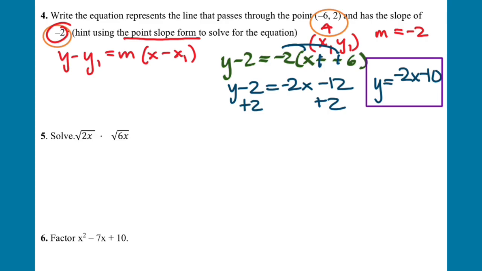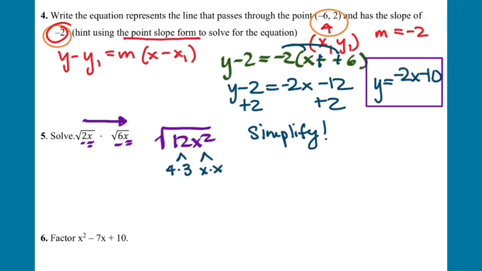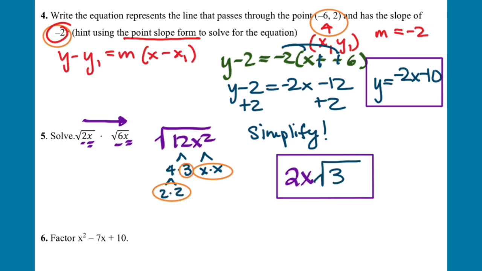On number 5, we see that we have 2 radicals that are being multiplied. So the fraction rule applies here, where you multiply the bases, right? So 2 times 6 is 12, and x times x is x squared. Now we simplify to see if we have any perfect squares in here. 12 is 4 times 3, or 2 times 2 times 3, and x squared is x times x, revealing that we have 2 perfect squares in here, the 2 and the x. And the 3 does not have a partner or a match, so it stays inside.